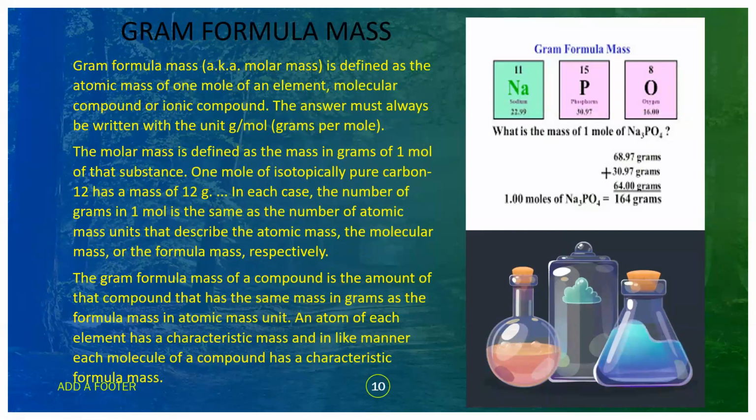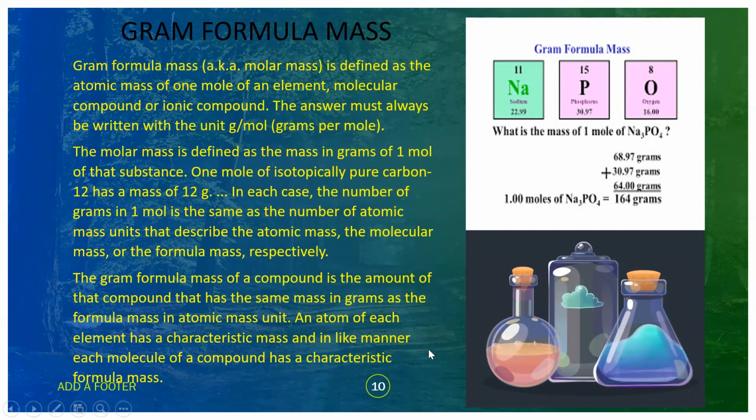So next is, what is gram formula mass? Gram formula mass is defined as the atomic mass of 1 mole of an element, molecular compound or ionic compound. And the answer must always be written with the units gram per mole. The molar mass is basically the mass in grams of 1 mole of that substance. 1 mole of isotopically pure carbon-12 has a mass of 12 grams. So in each case, the number of grams in 1 mole is the same as the number of atomic mass units that describes the atomic mass, the molecular mass, or the formula mass respectively.